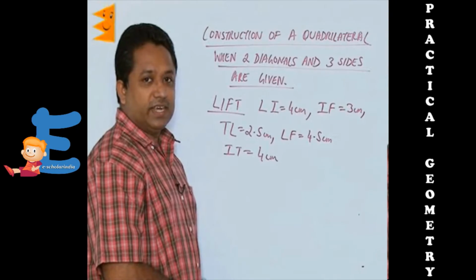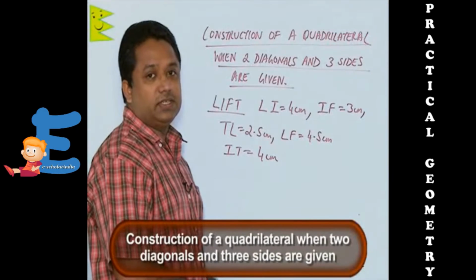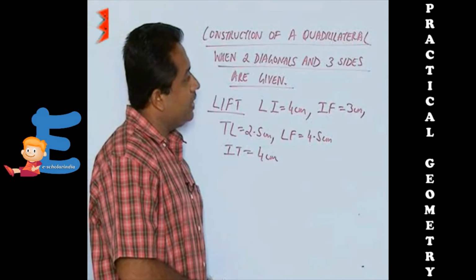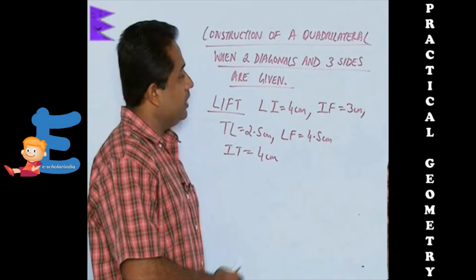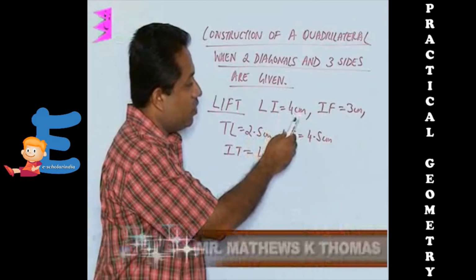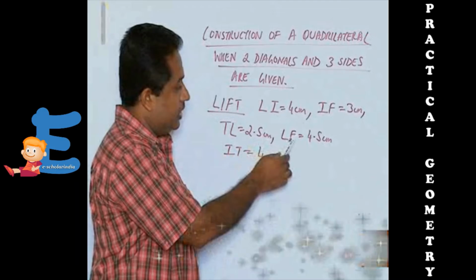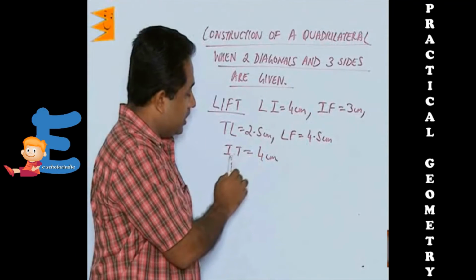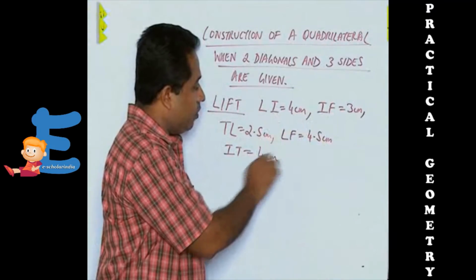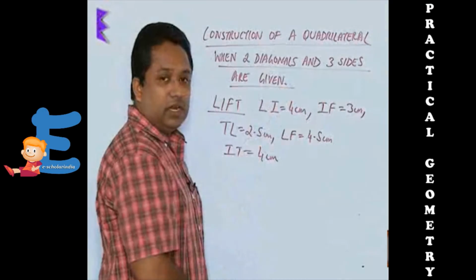Let us consider the next case, construction of a quadrilateral when two diagonals and three sides are given. So far we were discussing a case where one diagonal and four sides were given. Now here we have to construct a quadrilateral LIFT. LI is given 4 centimeter, IF is given 3 centimeter, TL 2.5 centimeter, LF is 4.5 centimeter, and IT is 4 centimeter. Now out of these, 5 dimensions are given here. Out of these 5, 2 are diagonals and 3 are the sides.